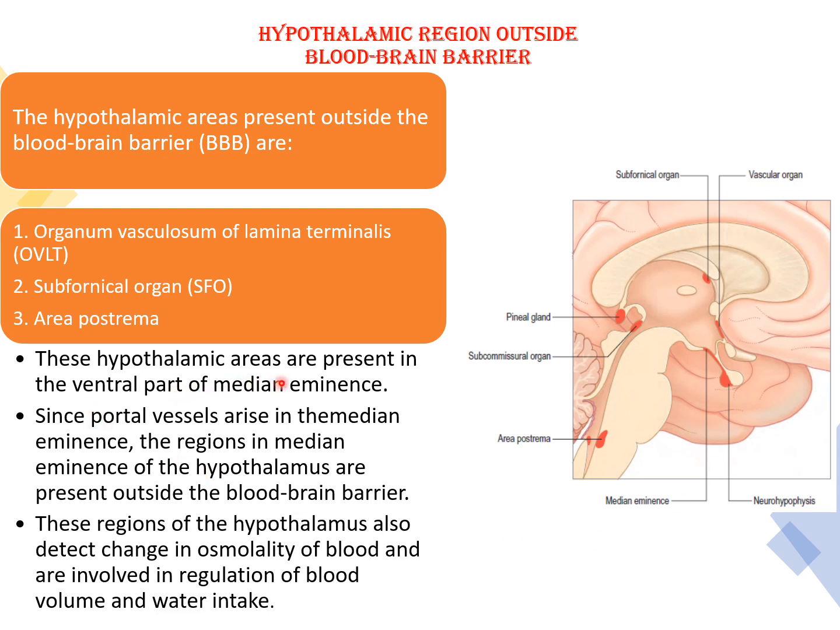Now these hypothalamic areas are present in the ventral part of the median eminence. This one, the median eminence. Since the portal vessels arise in the median eminence, the regions in the median eminence of the hypothalamus are present outside the blood-brain barrier. And this region of the hypothalamus also detects changes in the osmolality of the blood and is involved in the regulation of blood volume and water intake.